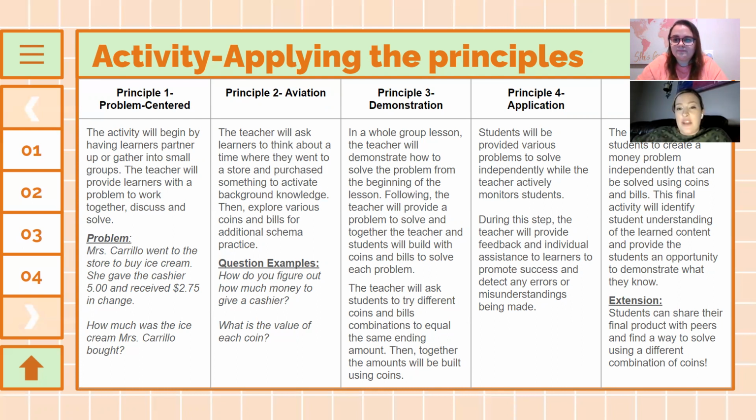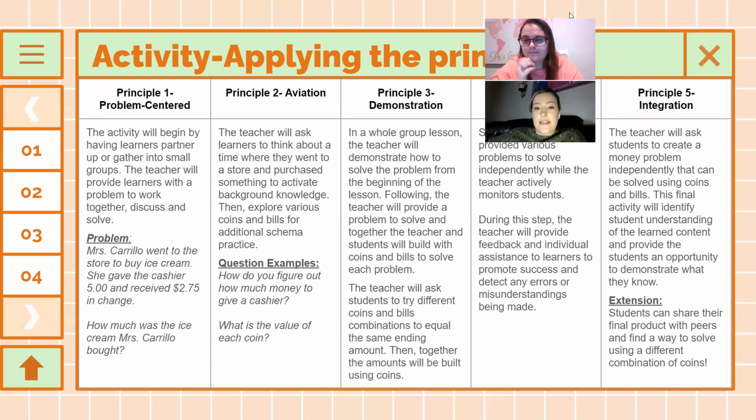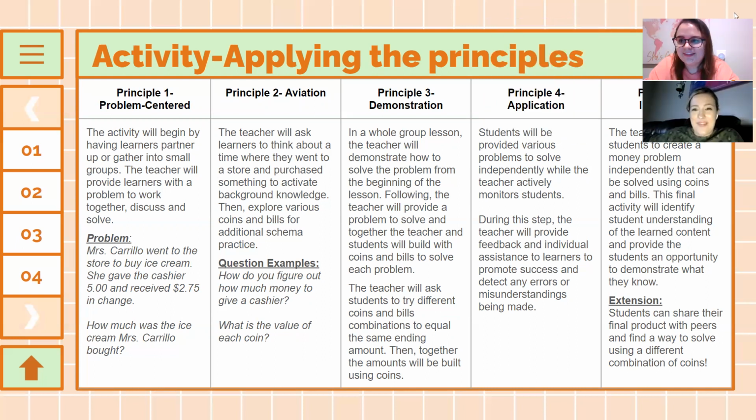And then following the application is the integration, which is where we really see what they know. They show what they know. I put in this activity that they would create their own money problem using coins and bills. An extension activity for this would be to share it with another peer and have them try to figure out a way to answer that question with a different combination of coins. Instead of 4 quarters for $1, maybe, how many dimes could you do for $1, and so forth. Like I said, this is to go along with Merrill's instructional model, to provide a little bit of an example of what it could look like. However, there are so many different ways we could do it. So yeah.